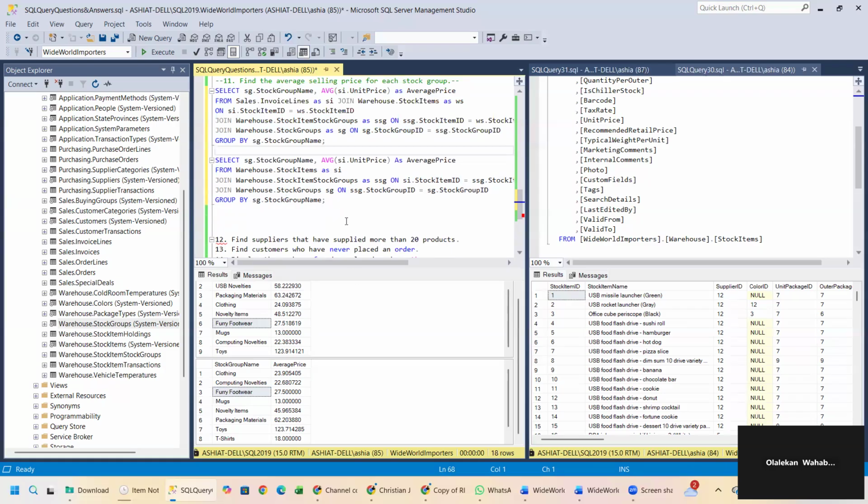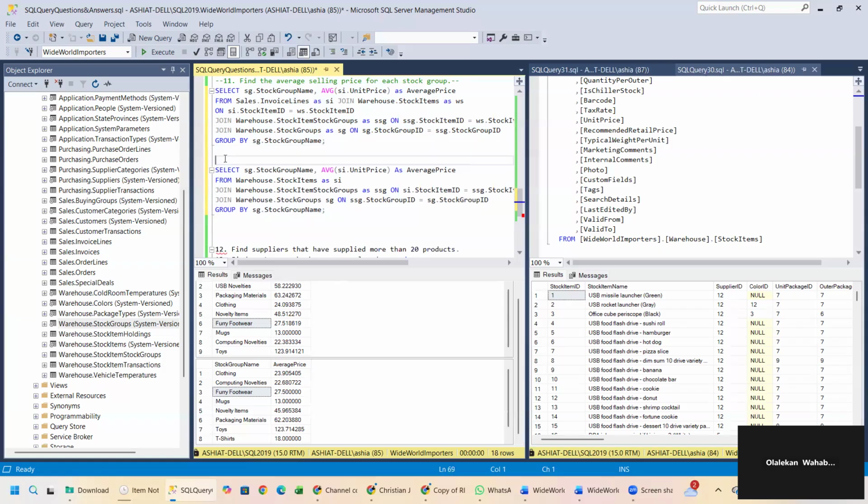So the first output, is that for the invoice? Yeah, for the invoice. The first one is the one that has the highest invoice. The second one is for stock. One is cost, the other one is selling price. So the difference between the two queries is profits.